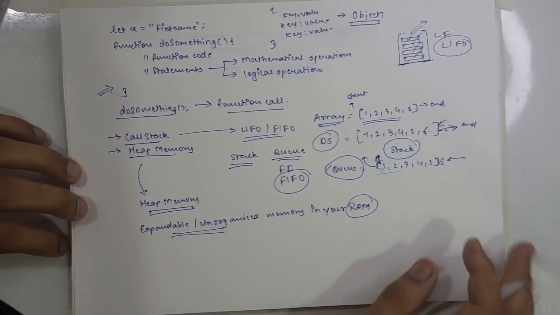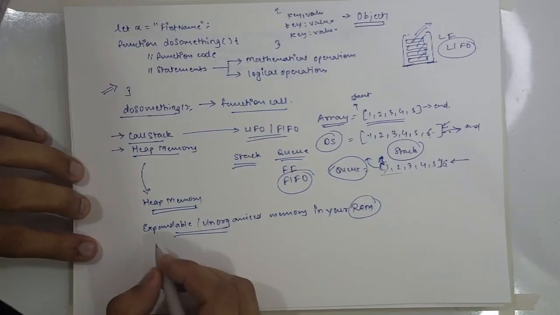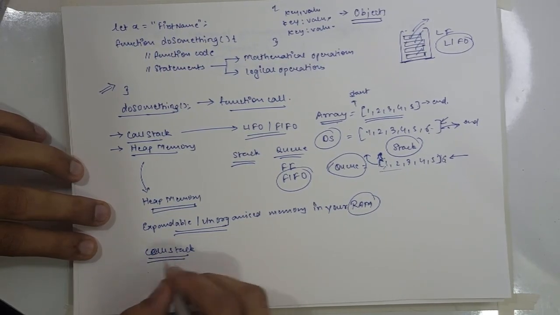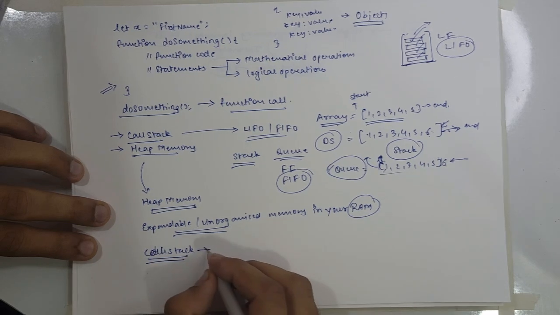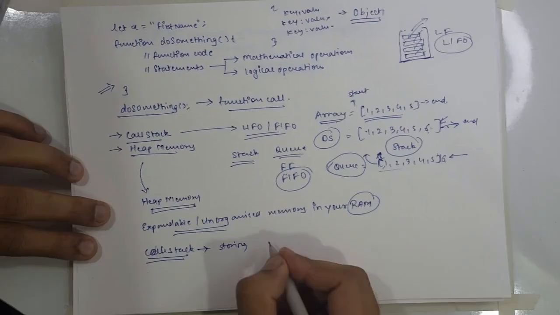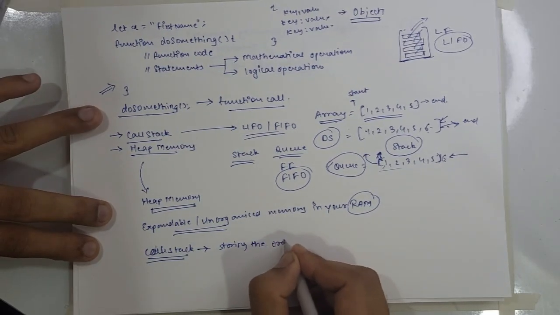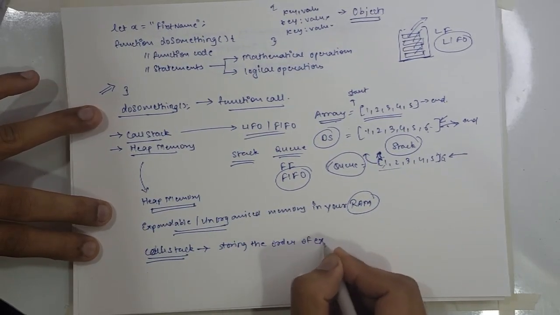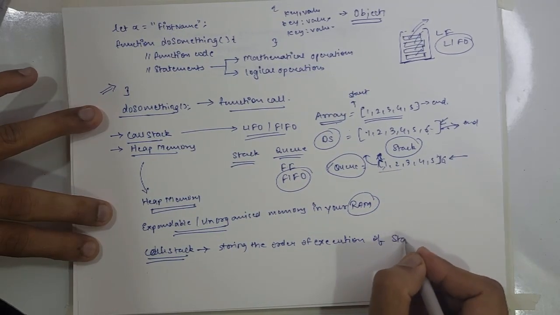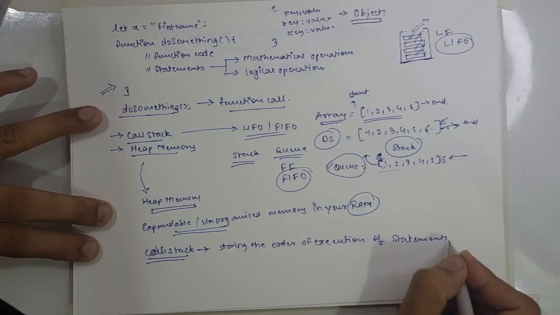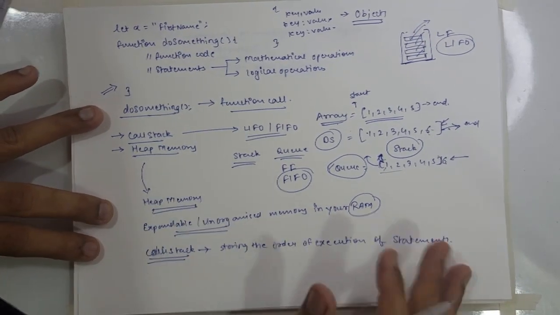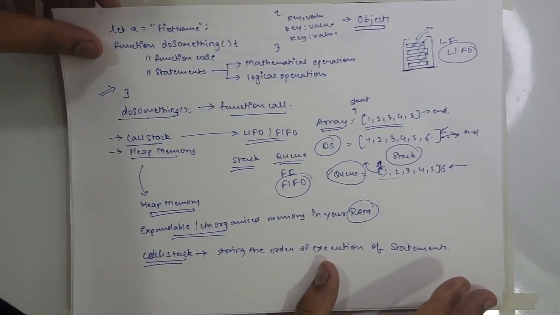It's quite important. Call stack is, and we understood what is stack, and we'll understand what is call stack. Call stack is basically used for storing the order of execution of the statements. Sorry for my handwriting, absolutely. But call stack is something which is used for storing the order of execution of the statements. Let's see what it is.